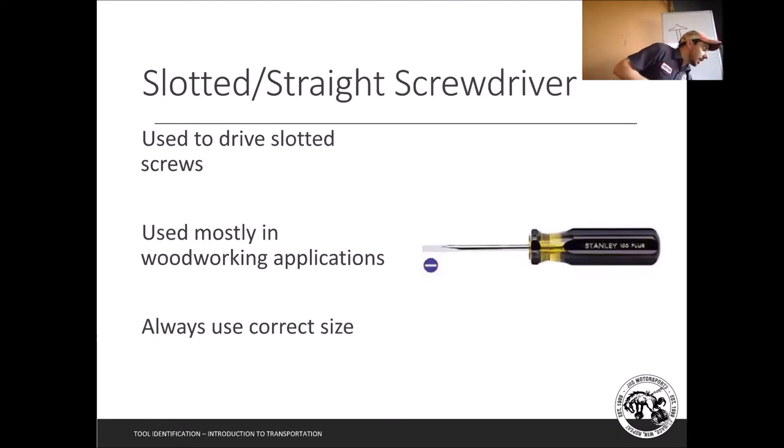Slotted or straight screwdriver. I've got two right here. And actually, I'm going to show you guys something here as we're looking at these. So these are used mostly in woodworking applications. You always use the correct size. Woodworking is the most common because you don't have a lot of surface area to grab onto something. So typically what happens is when you're tightening these down, you have a tendency to slip out or strip.